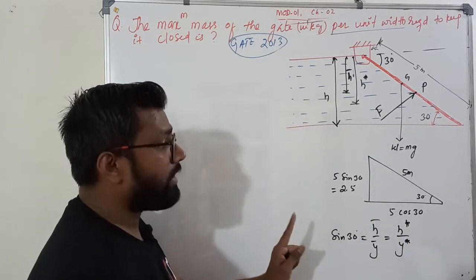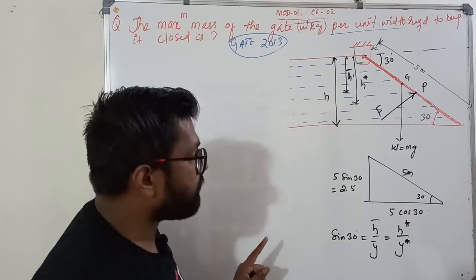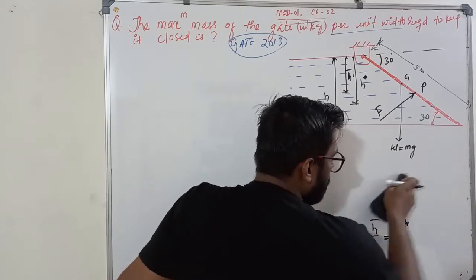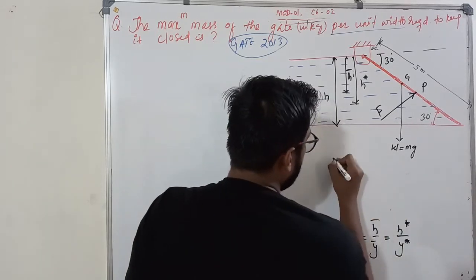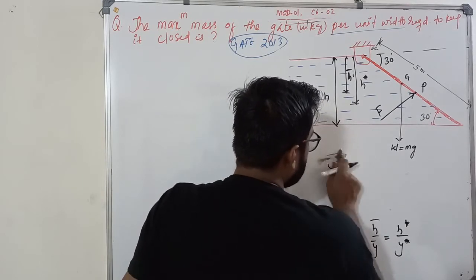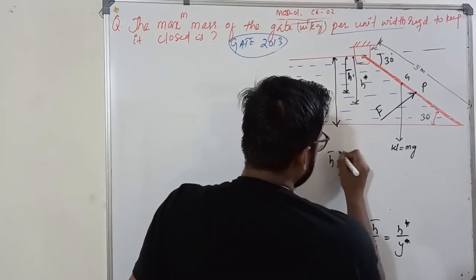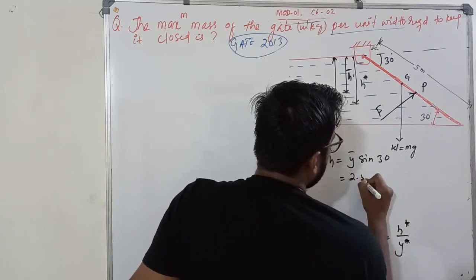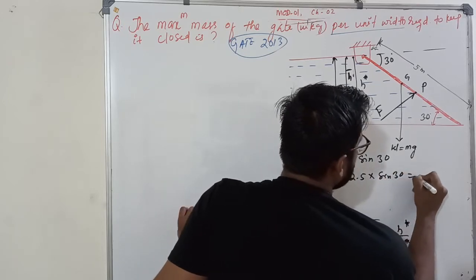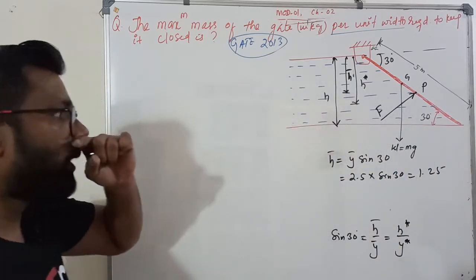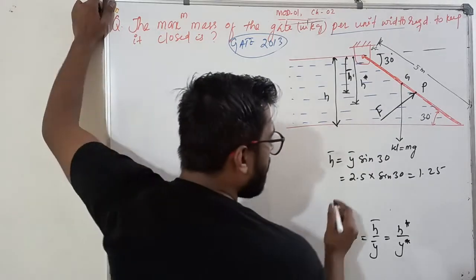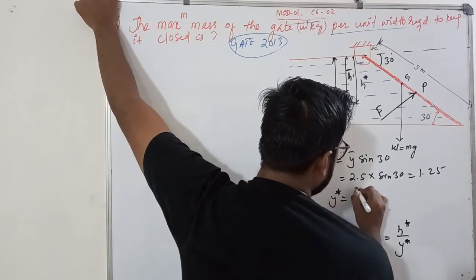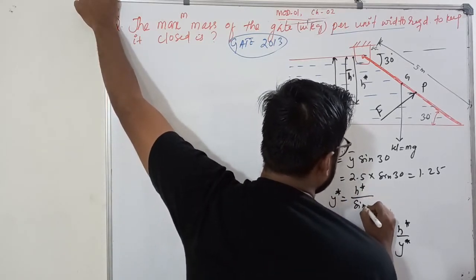These calculations are very important before solving the problem, that's why I am solving it. So what did you get? What is your H bar? H bar equal to Y bar sin 30. So Y bar being 2.5 into sin 30, that is 1.25. H star we are yet to calculate. So what will be your Y star? Y star is H star by sin 30.